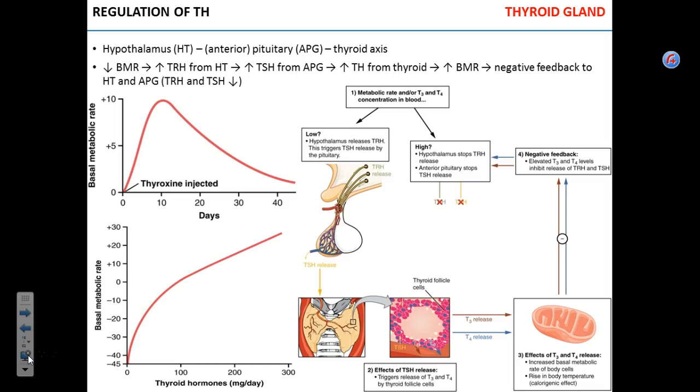Hypothalamus, pituitary, and thyroid gland form the so-called HPT axis. Okay.